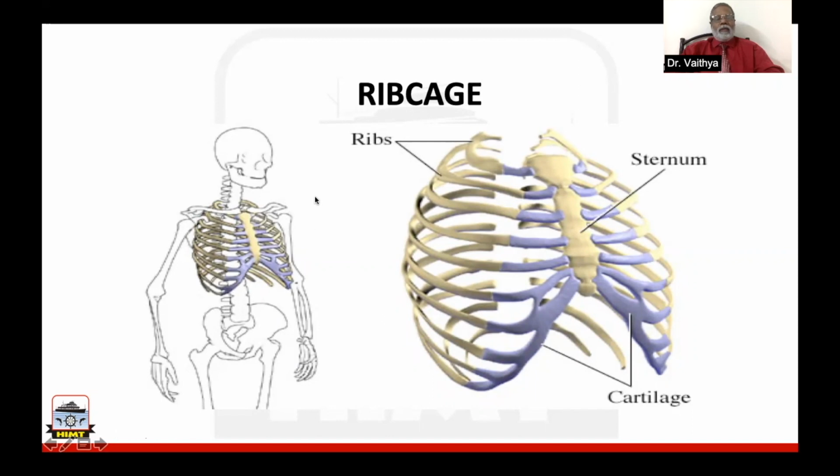Totally 10 pairs of ribs have a back attachment with the spine and a front attachment with the sternum. The last two ribs you see here, the 11th and 12th ribs, have only a back attachment with the spine. They don't have a front attachment with the sternum. That's why these two ribs are called floating ribs.